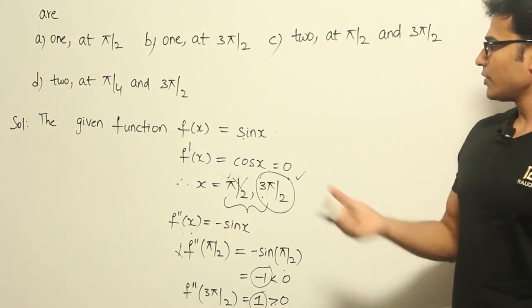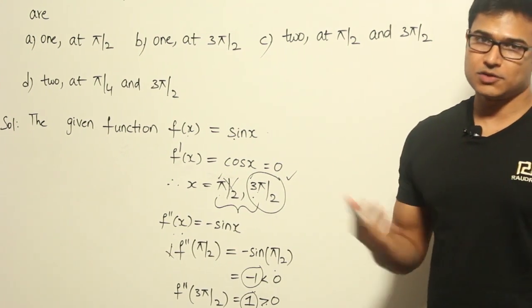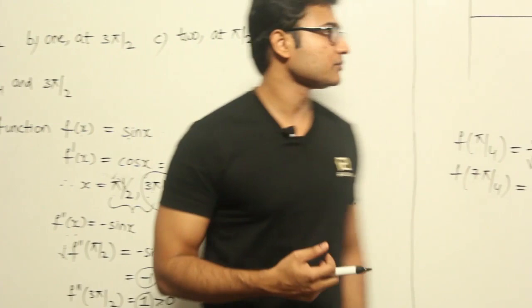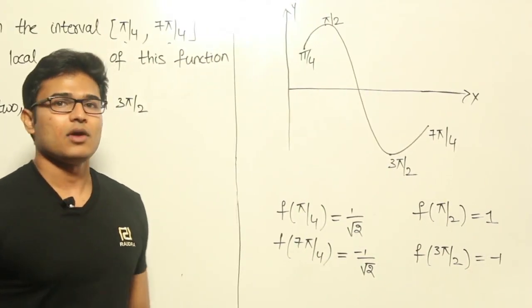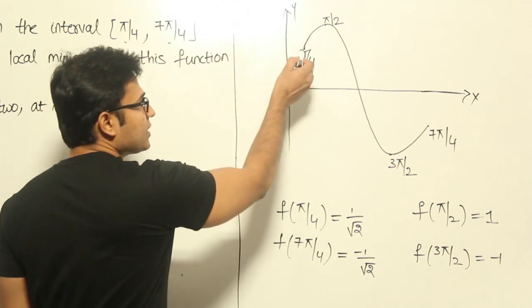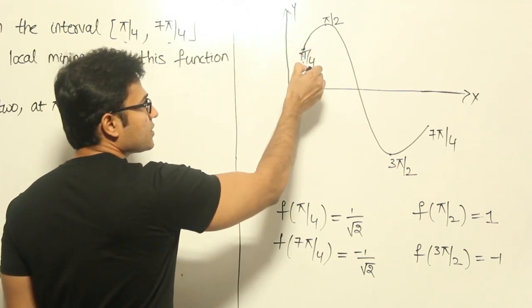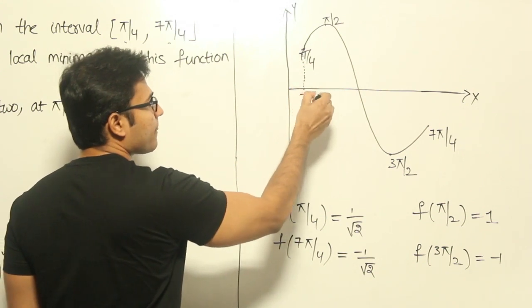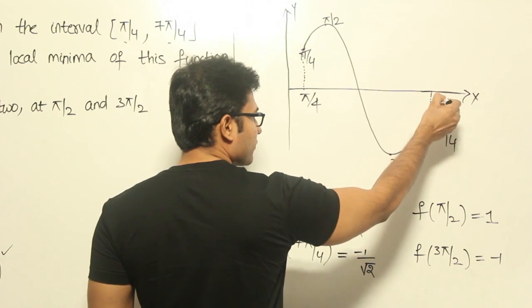It will be better if I show you with a graph whether it is having a minima at the extreme points. Let's see the graph here. Now if you see this, this is the extreme point. One extreme point is pi by 4, right? So this is the pi by 4, and the other extreme point is 7 pi by 4.